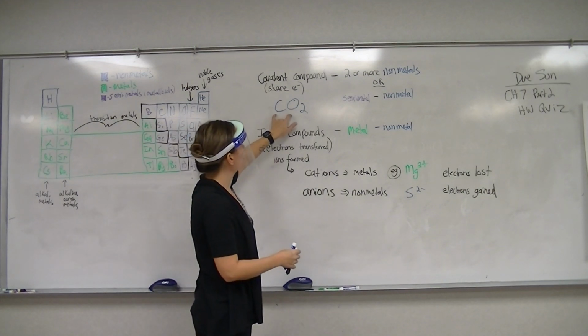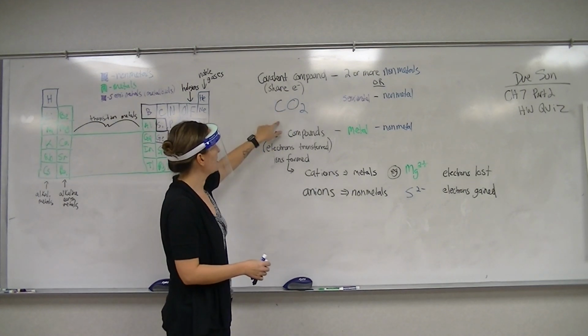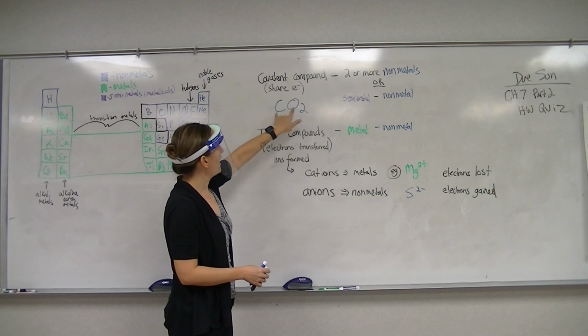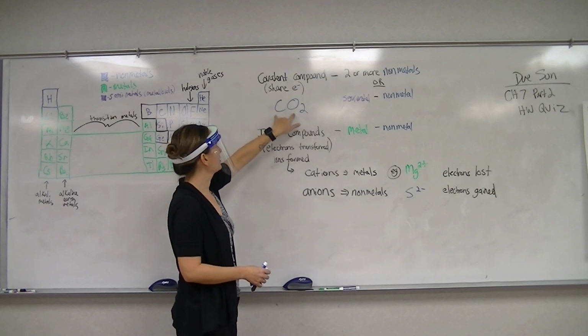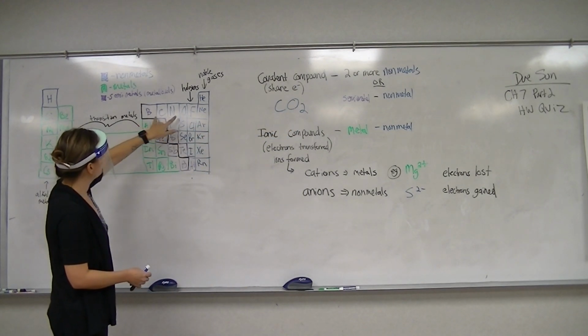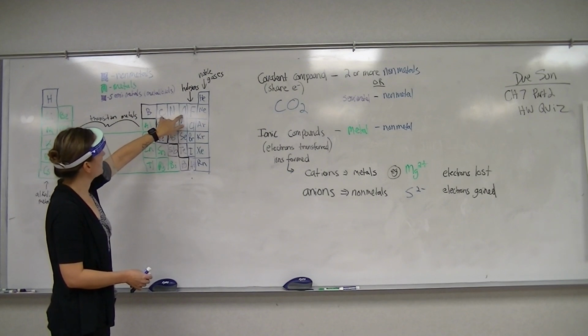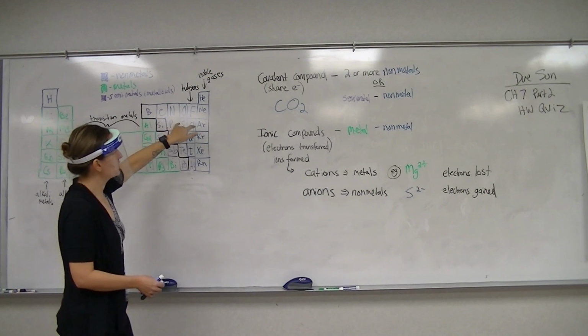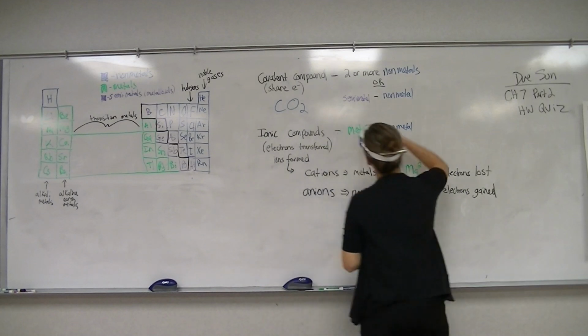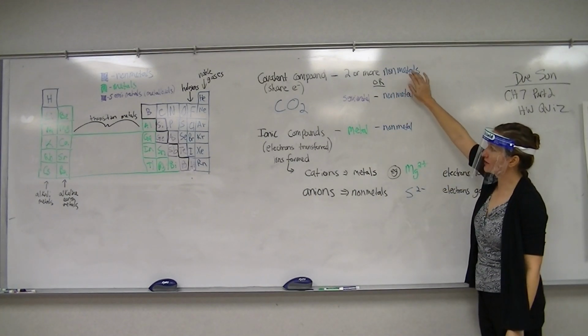Now, how do I know it's covalent based off of this chemical formula? It's because I look at what carbon and oxygen are. Finding them on the periodic table, they're both in blue. They're both nonmetals. And by definition, a covalent compound is composed of two or more nonmetals.